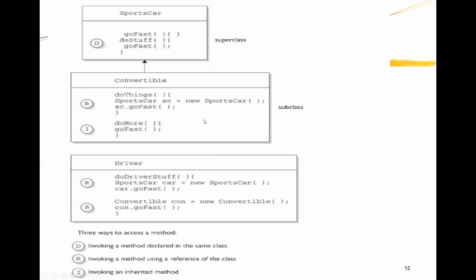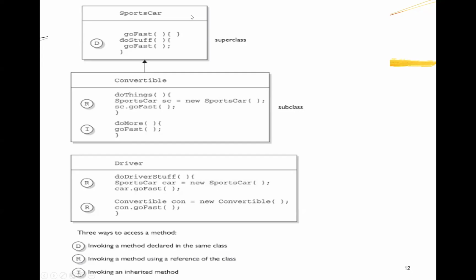Now you can see here, there's a class called SportsCar. By this representation, you should understand that Convertible has become a subclass of SportsCar. That's why you put this arrow. Convertible is a subclass, SportsCar is a superclass.